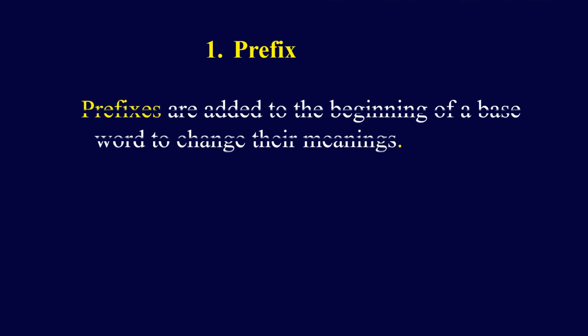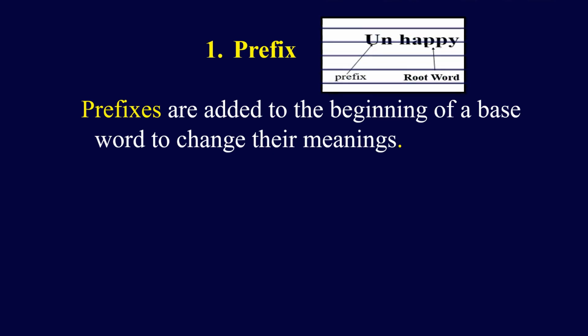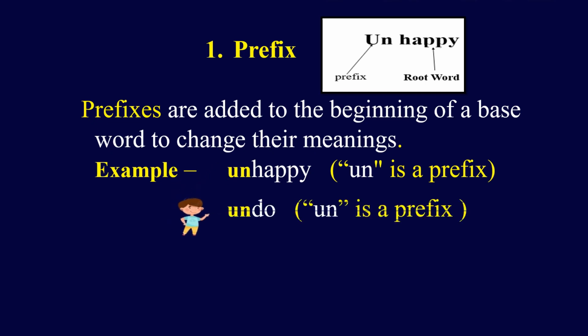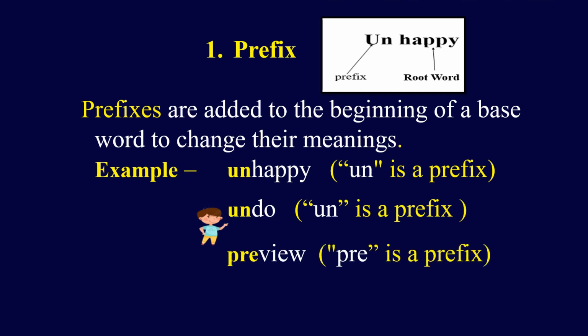Prefixes. Prefixes are affixes that are added to the beginning of a base word to change its meaning. For example, in the word unhappy, un is a prefix. In the word undo, un is a prefix. And in the word preview, pre is a prefix.